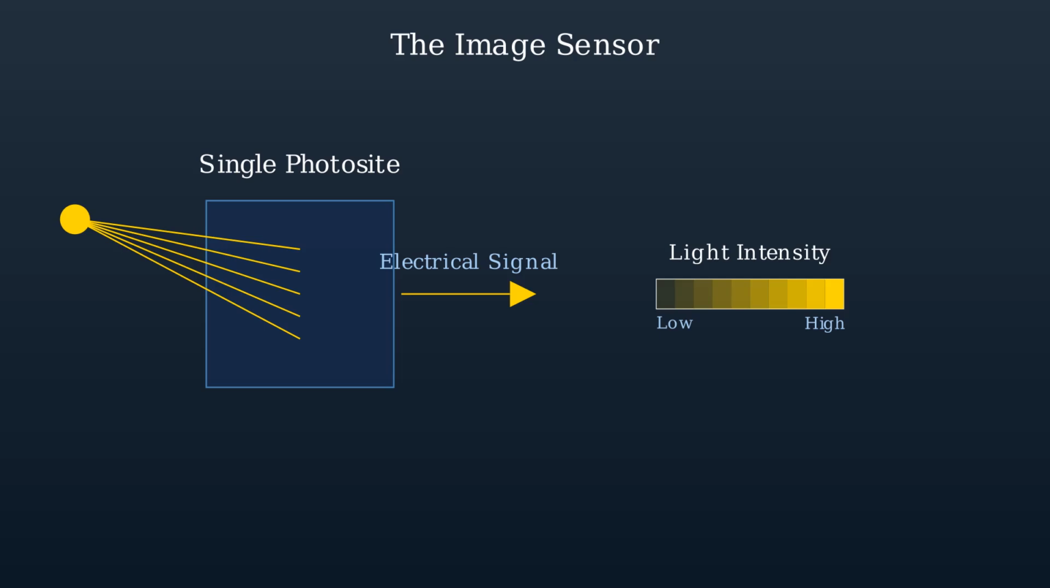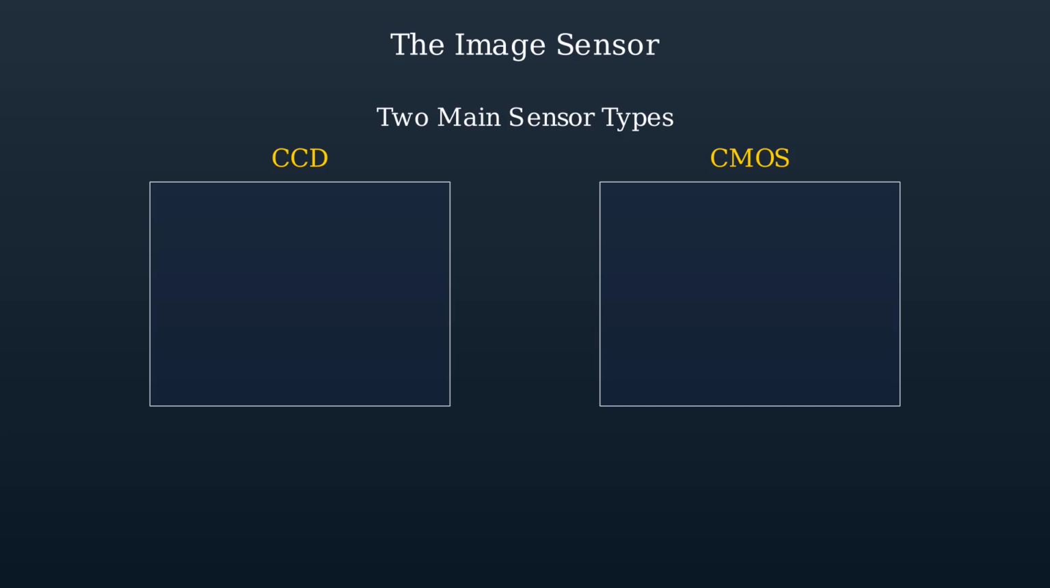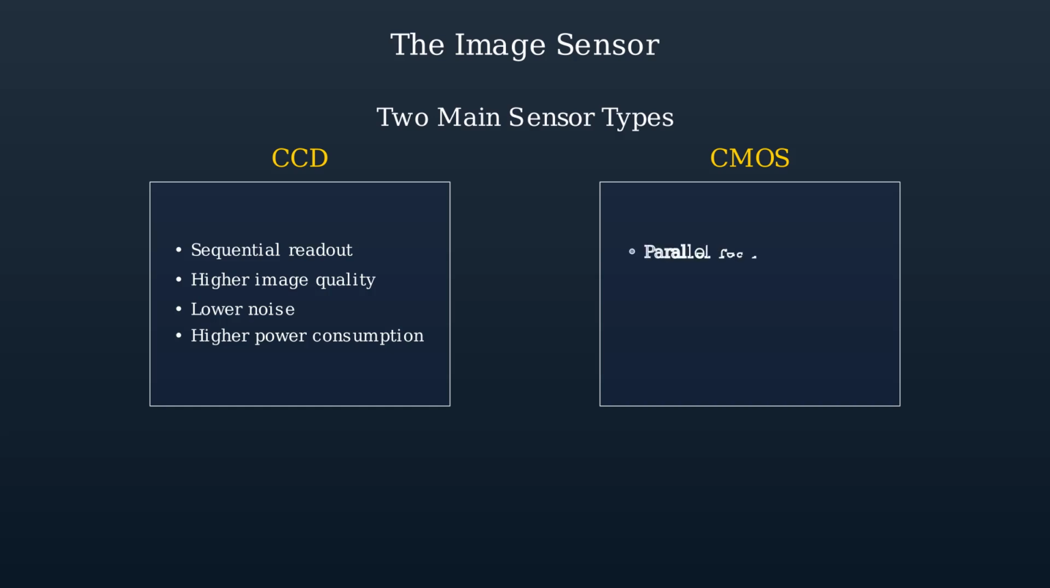in the final image. There are two main types of image sensors used in digital cameras, CCD and CMOS. CCD sensors offer excellent image quality with lower noise but consume more power. CMOS sensors are more energy efficient, process data faster, and are more economical to manufacture.